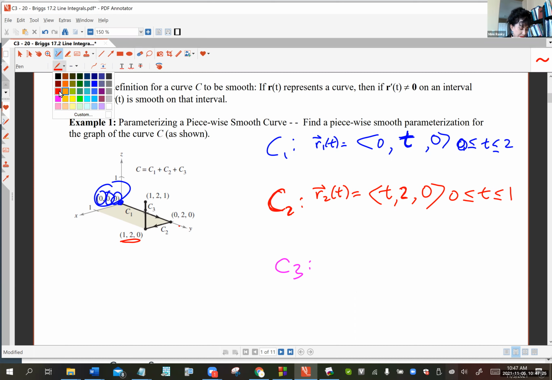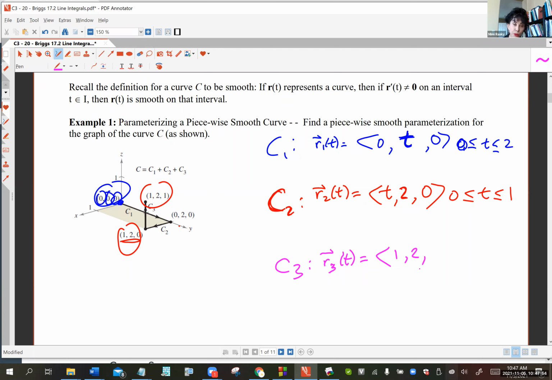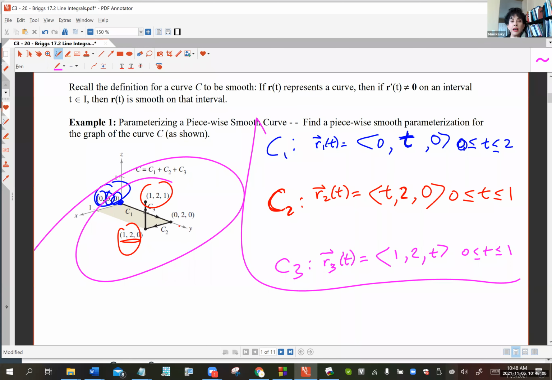Third curve, C3. We'll call it R3. Oops, I wanted to do pink. So R3 of t. Notice that for R3, we start at the point 1, 2, 0, but we have to finish at the point 1, 2, 1. And we're basically shooting straight up. It looks like the x coordinate stays 1 the whole time. And so that'll be a 1. Y coordinate stays 2. And z is variable. So we'll put t there, and then t will start at 0 seconds and finish at 1 second. And I'm done. And this parameterization for this entire journey works perfectly.